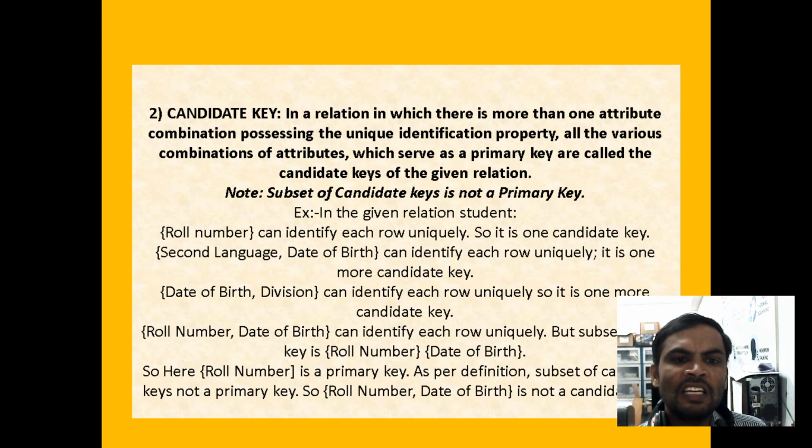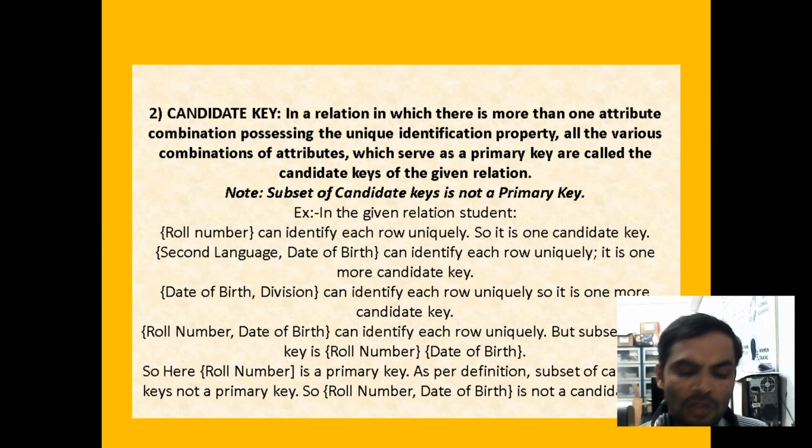Under the candidate key, in the relation there is more than one attribute combination possessing the uniqueness identifying property. If you declare more than one attribute and identify uniqueness under various combinations of the attributes, they can serve as a primary key. Among these we consider a candidate key.